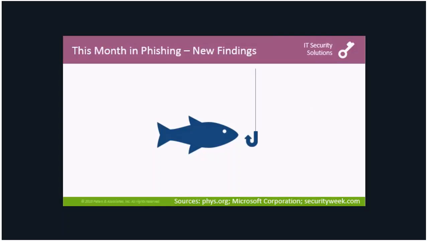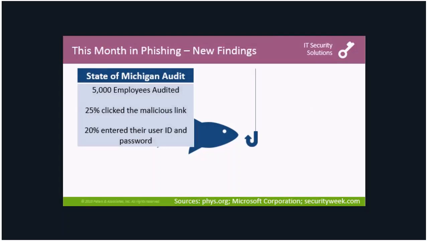Okay, so this month in phishing. If we just covered phishing stories, we could have an hour-long presentation every month that only talked about phishing. So instead, I wanted to focus on a couple of research notes that came out this month. So let's start with the state of Michigan. They did a security audit. Part of that audit was focused on cybersecurity awareness.